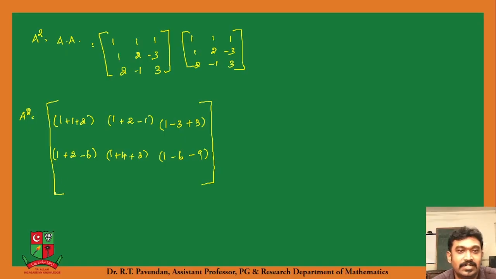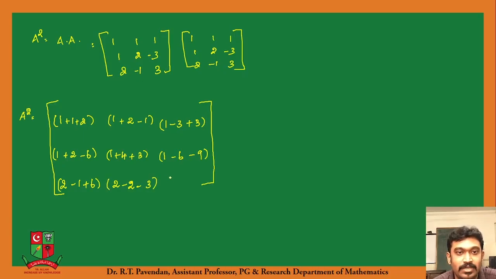Likewise, for the third row, you have to multiply third row with first column. So that is 2 times 1. So you get 2. Minus 1 times 1 is minus 1. 3 times 2 is 6. So 2 times 1 is 2. Minus 1 times 2 is minus 2. 3 times minus 1 is minus 3.